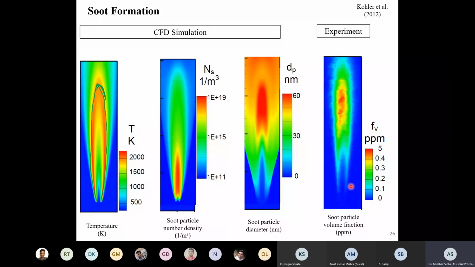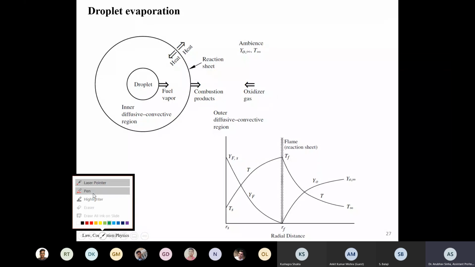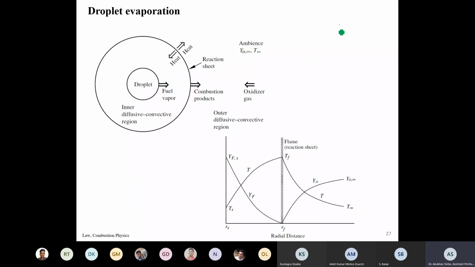Fine. Let us now talk about droplet evaporation. So what happens is that you have a droplet, and it evaporates. Let us say it is in a hot ambient, surrounded by flame from every side. Generally in actual devices, we don't have a single droplet, we have a spray. So let us say this is a spray, and we have different droplets at different locations.